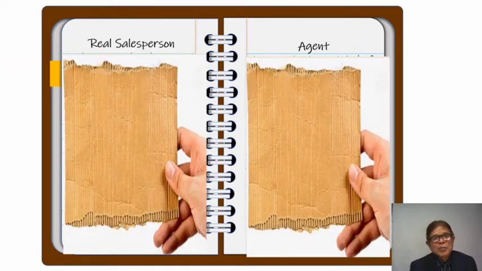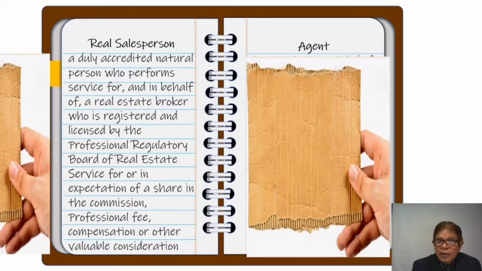Real estate salesperson. A real estate salesperson is a duly accredited natural person who performs service for and in behalf of a real estate broker who is registered and licensed by the Professional Regulatory Board of Real Estate Service for or in expectation of a share in the commission, professional fee, compensation, or other valuable consideration. So this means that the salesperson has the same function with that of a broker.